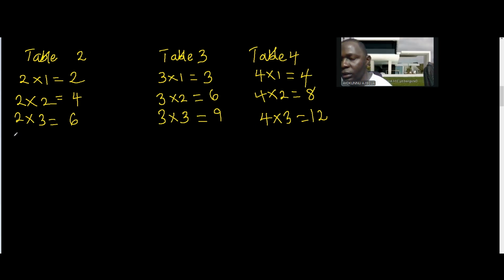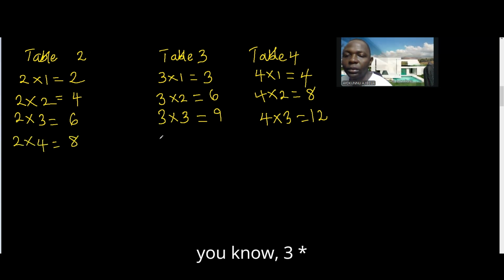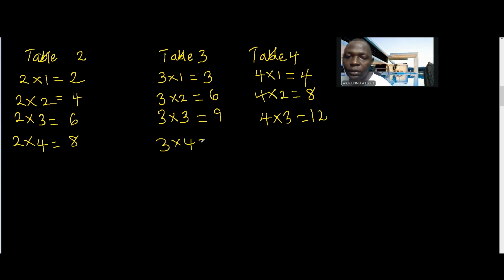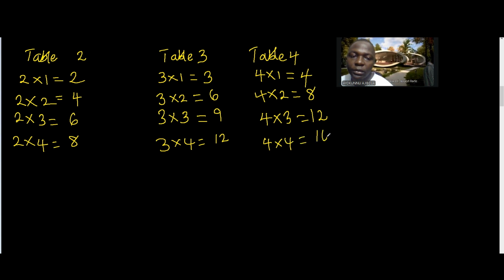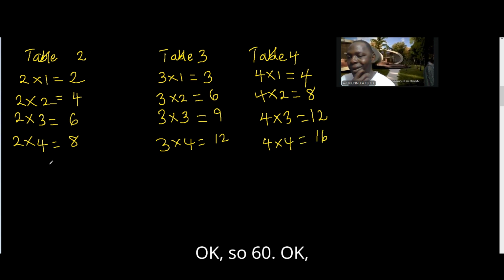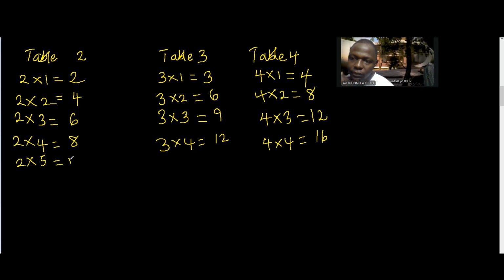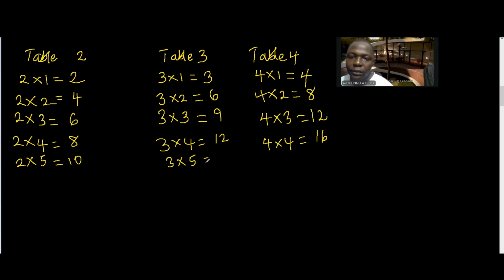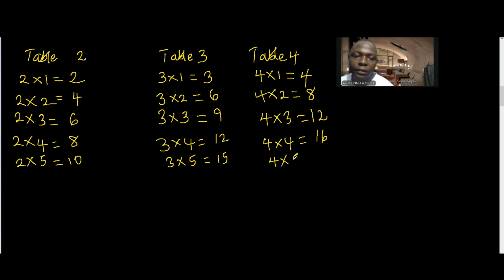So 2 times 4, 3 times 4, and 4 times 4 should be what? Okay, so 2 times 5, 3 times 5, 15, and 4 times 5.